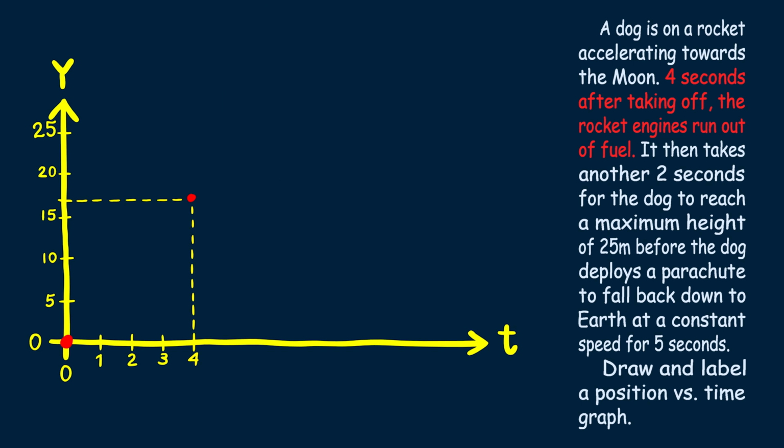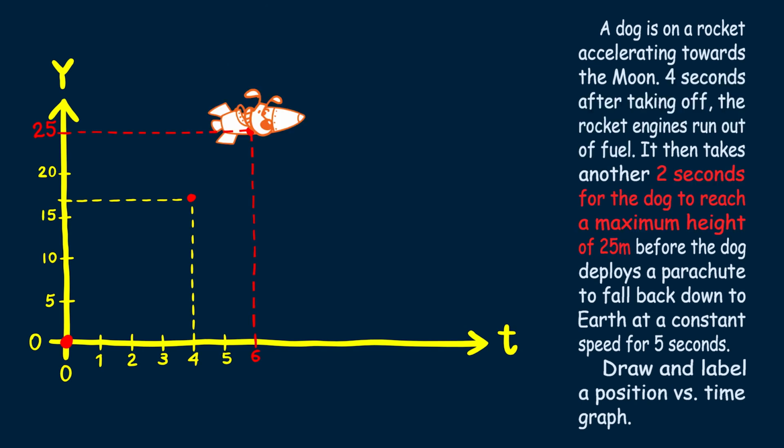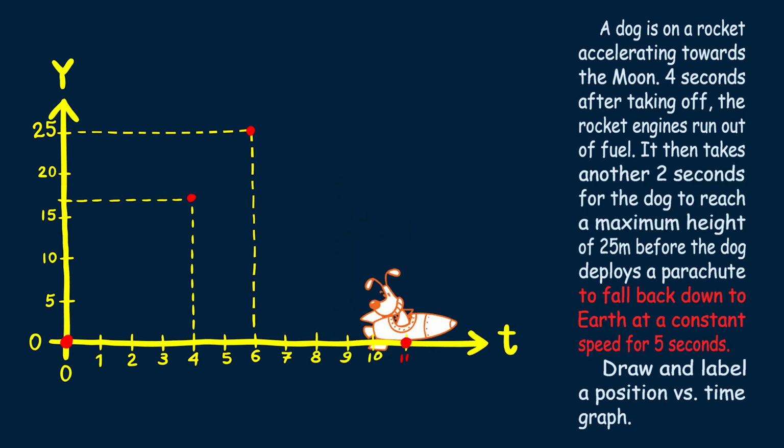The third critical time point is going to be 2 seconds later when the dog has reached a maximum height of 25 meters. And the final time point will be 5 seconds later when the dog has safely made it back down to the ground. Now all we have to do is connect the time points.